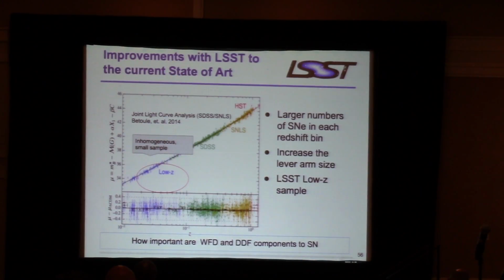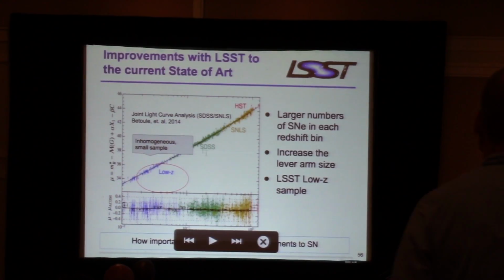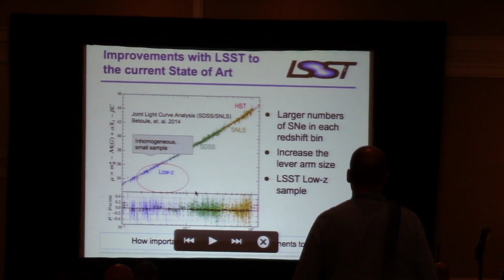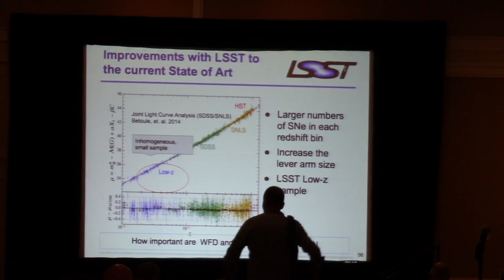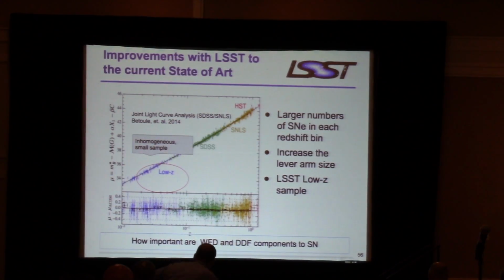So this is a plot which shows the current state of the art in supernova cosmology. All the data was taken before 2008. And the places where LSST will improve is largely by providing much larger numbers of supernovae at all redshift bins. So this is a numbers game, it doesn't matter where they come from. The second point to note is this area. The low redshift sample is completely inhomogeneous and taken from assorted samples, and this leads to lots of problems. And it would be good to get an LSST pipeline delivered low-z sample.